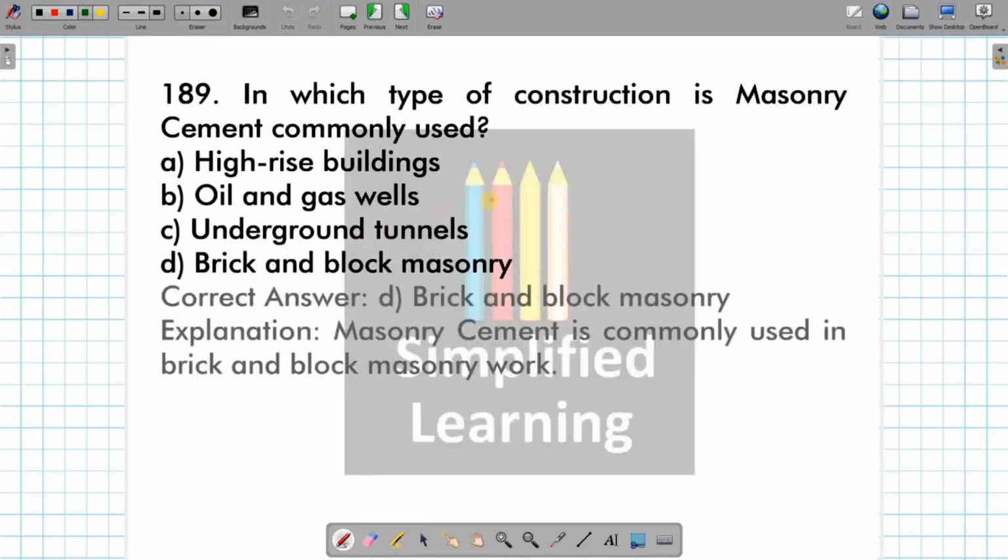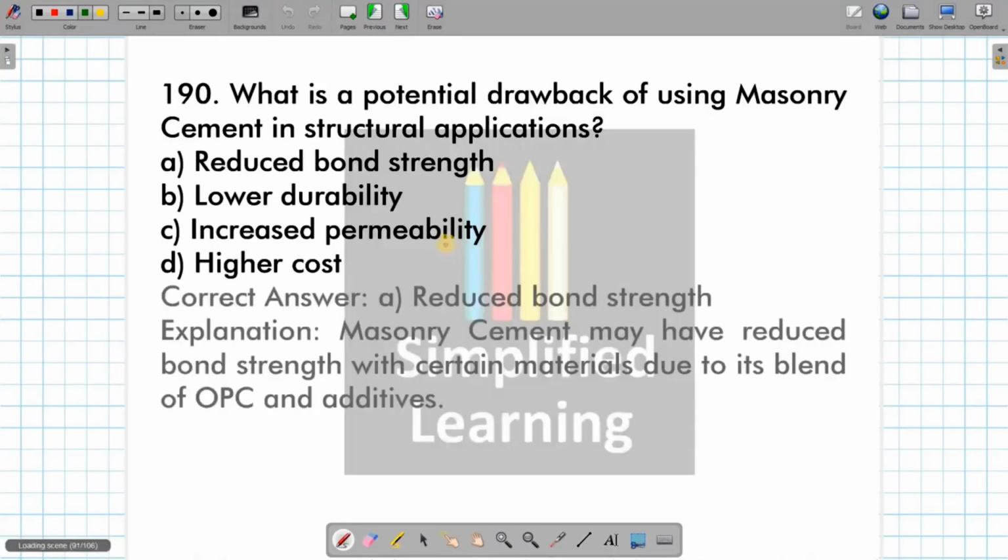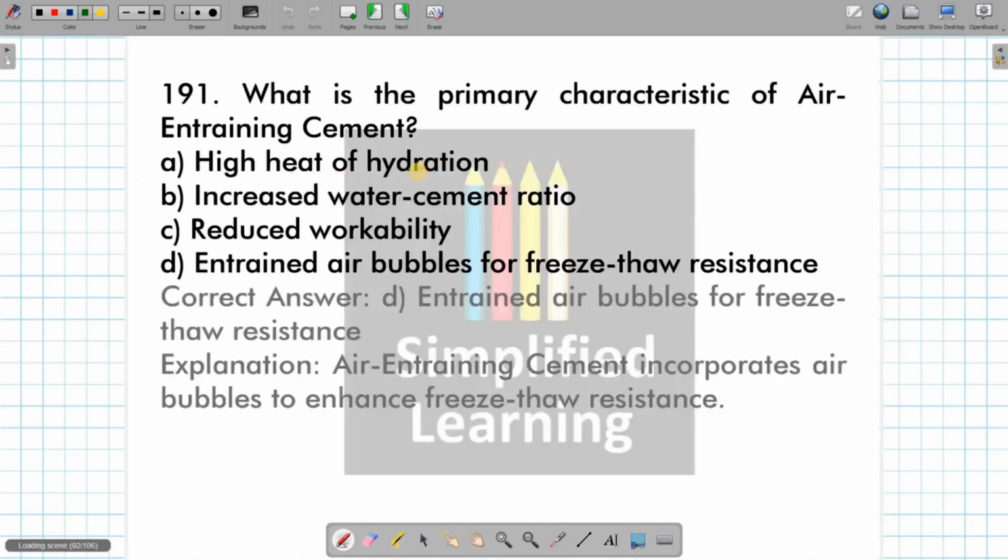Then in which type of construction is masonry cement commonly used? We are going to use it, obviously, in brick and block masonry. Then what is the potential drawback of using masonry cement in structural applications? It has reduced bond strength. And what are the primary characteristics of air entraining cement?